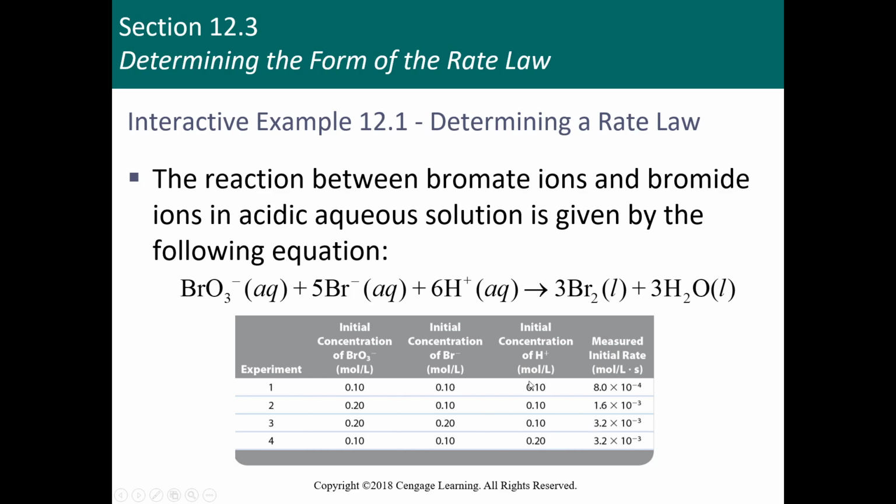All right, and so right here, if you look, you will see that when we changed only Br minus, we get a doubling of this rate. So Br minus, when you double the concentration, it doubles the rate. What that means is they are proportional.